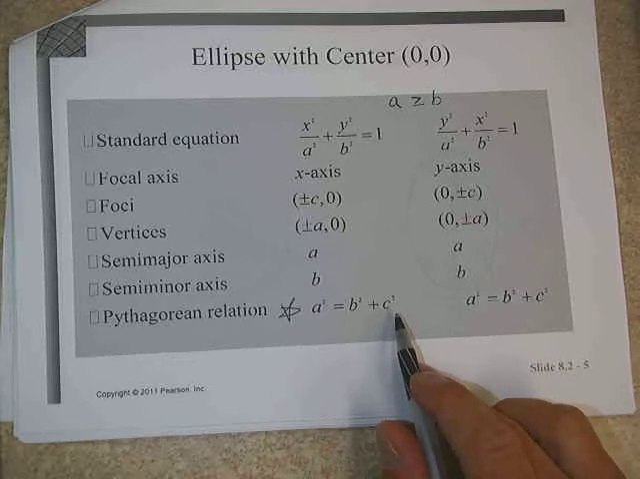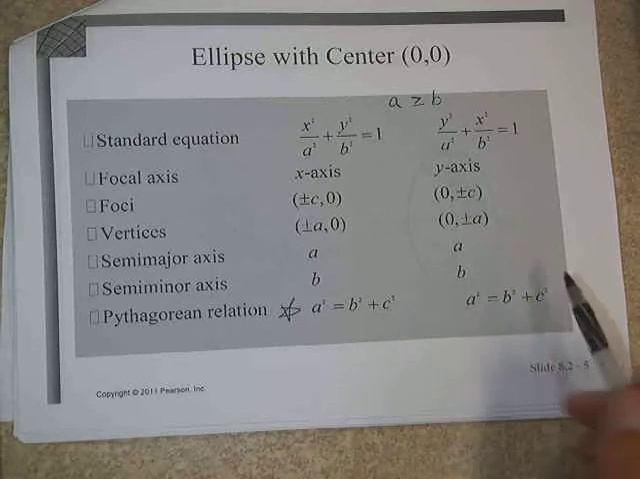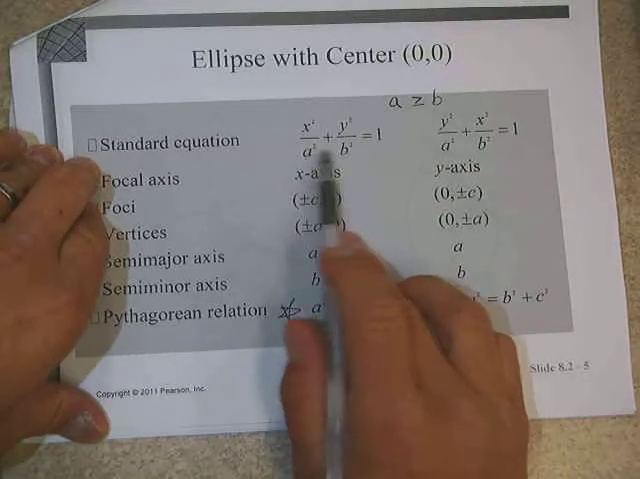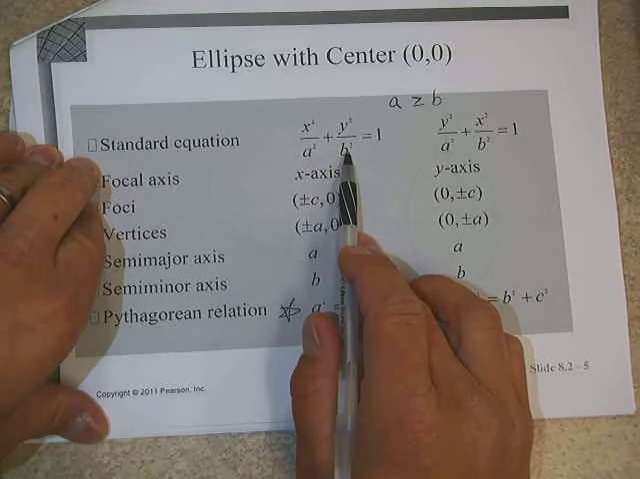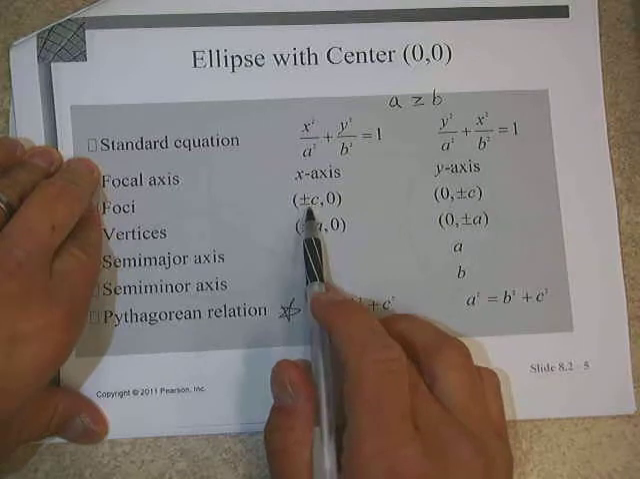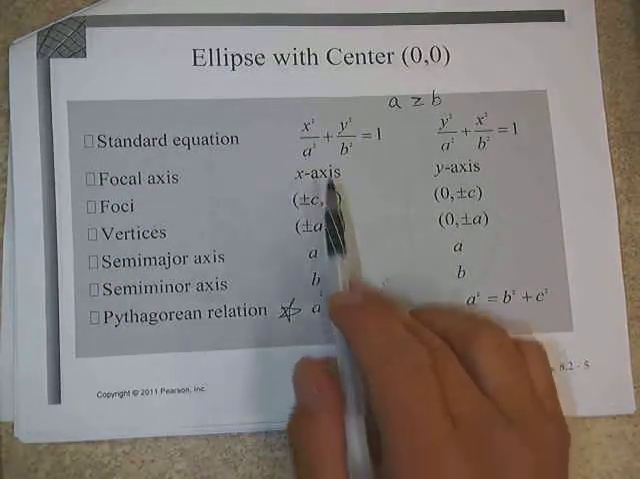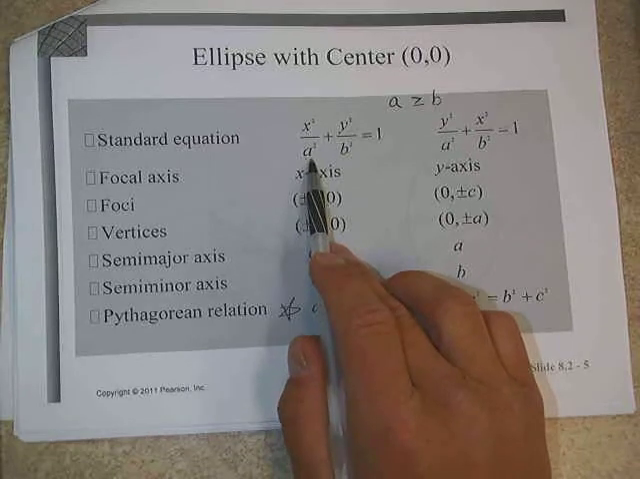Okay, and of course, if we know A and B, then we can find C. Or if we know A and C, we could find B. Or if we knew B and C, we could find A. All right, so if they give us the equation, then we have enough information to figure out what C is, because we'll know what A squared and B squared are. Okay, and we need C to find the two foci.